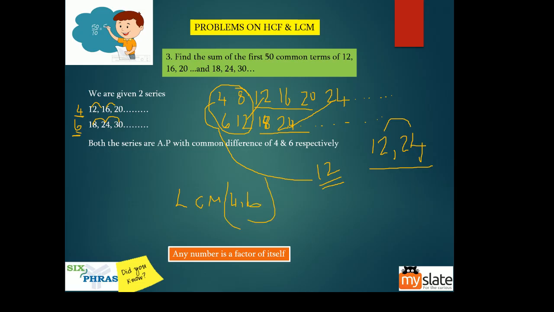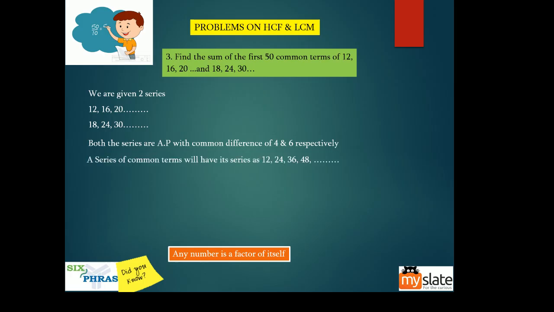That is the reason why I wrote it like this. I wrote all the multiples of 4, I wrote all the multiples of 6, and I took the least common multiple. So 12 is the least common multiple of 4 and 6. So here the series is 12, 24, 36, and the common difference is 12. Using that you can easily find the answer. So a series like this will be formed. This is because the LCM of 4 and 6 is 12.